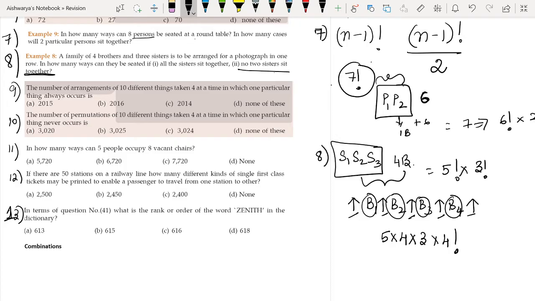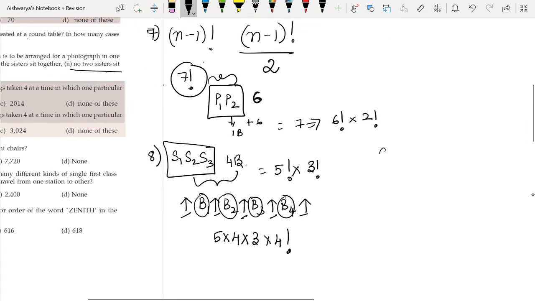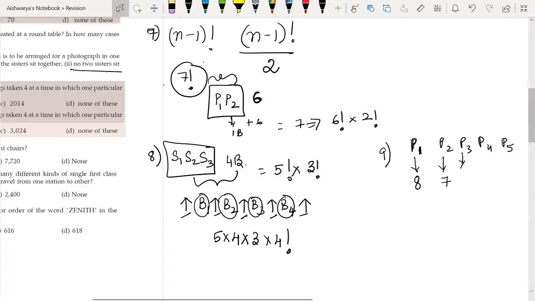In how many ways can 5 people occupy 8 vacant chairs? So there are 8 vacant chairs and there are only 5 people. Okay, so 5 people, person 1, person 2, person 3, person 4, person 5. See, you can solve everything in permutations with just logic. Okay, so the first person has got 8 options, next person has got 7 options, the next one has got 6 options, the next one has 5, and then the last one has got only 4 options. So this is how we do it.